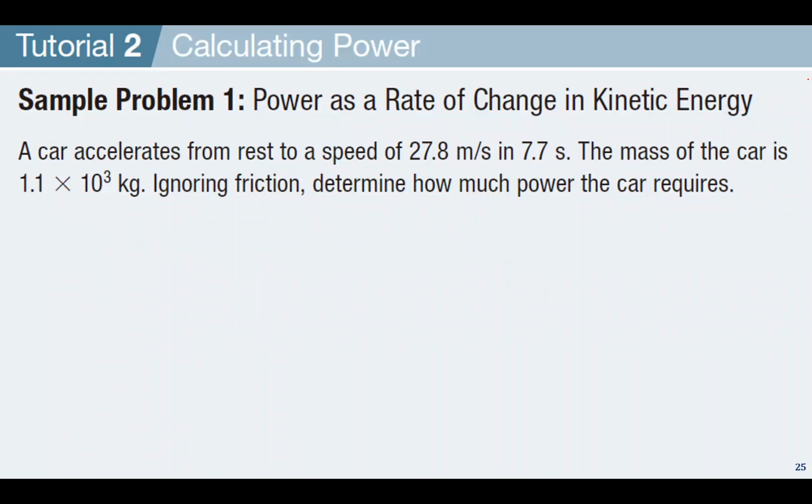A car accelerates from rest to a speed of 27.8 meters per second in 7.7 seconds. The mass of the car is 1.1 times 10 raised to the power of 3 kilograms. If ignoring friction, can you determine how much power the car requires? Okay, I'll give you 5 minutes to consider this question by yourself, and then we'll have a look at the solution together.